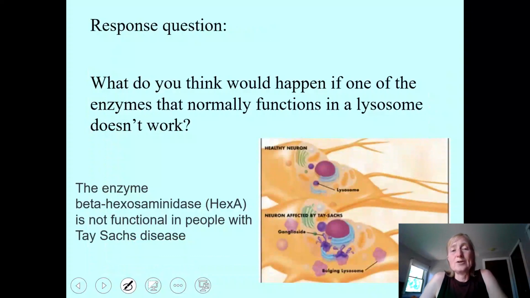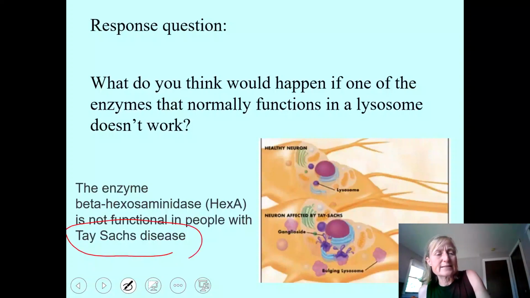Okay, here's a response question that you should think about. What do you think would happen if one of the enzymes that normally functions in a lysosome doesn't work? In other words, you have many different types of enzymes in your lysosomes, but what if one of them is broken? What would happen to the cell?